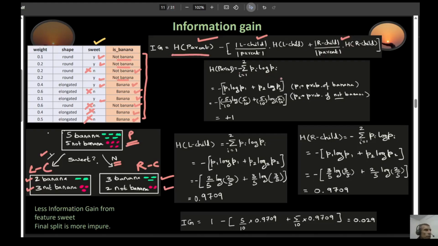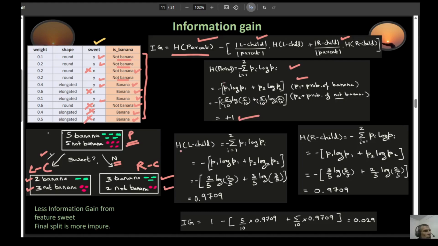All right, so let's calculate our H parent first. In other words, the entropy of your parent. This is the formula. Substituting your values in there. In this case, my P1 would be the probability of banana, P2 would be the probability of not banana. You can see your parent actually has 5 bananas and 5 not bananas. So it's going to become 5 over 10, 5 over 10 for each one of them, and the answer will come out to be 1. So this is the entropy of the parent.